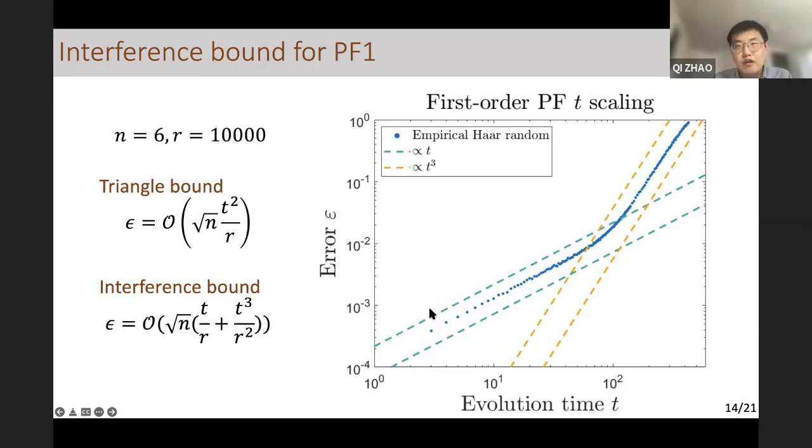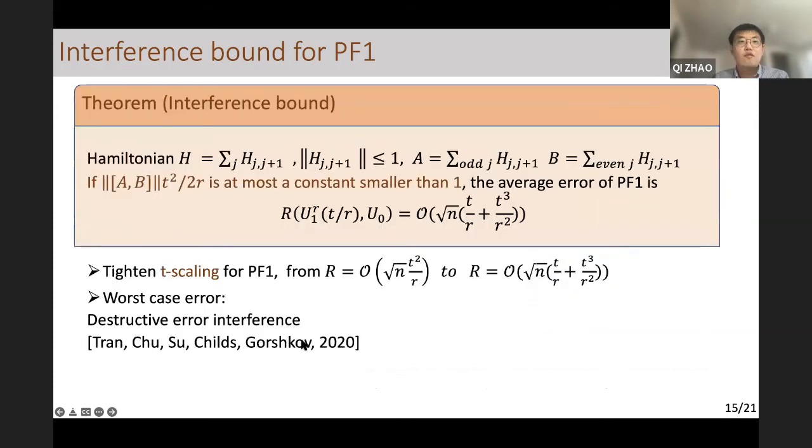Okay, in the following, I will give a more formal expression for this interference bound. We will consider some special cases of Hamiltonians. If the additional assumption is satisfied, then we could upper bound the average error of the first order product formula method. Here, compared to the triangle bound, we didn't change the scaling of square root of n. We only tightened the t scaling in this interference bound.